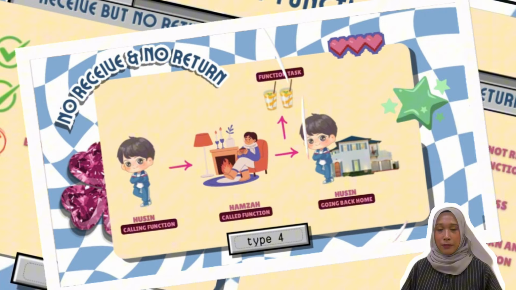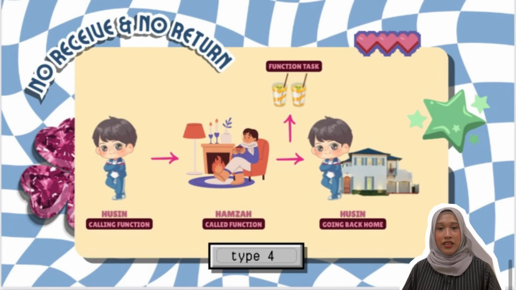Let me give a simple analogy. Imagine that Hussein visits Hamza's house. Hussein just says that he wants to visit Hamza. Hamza will serve orange juice to Hussein, but Hussein goes home without bringing anything back. In this situation, Hussein does not give anything and Hamza does not give anything back. Hamza only does the task.